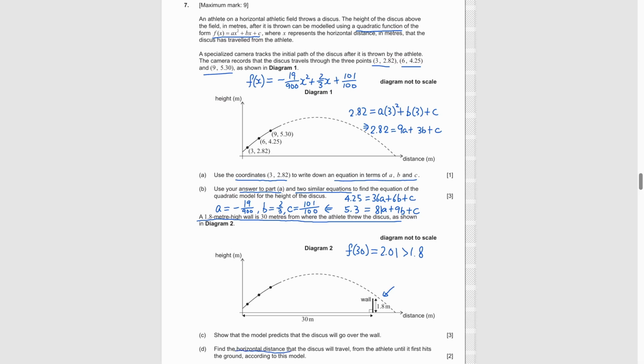For part D, we want to know how far the ball will travel from the origin until it hits the ground. This happens when the height is 0. So, we set f of x equal to 0 and solve the quadratic equation. The distance traveled is the positive solution.